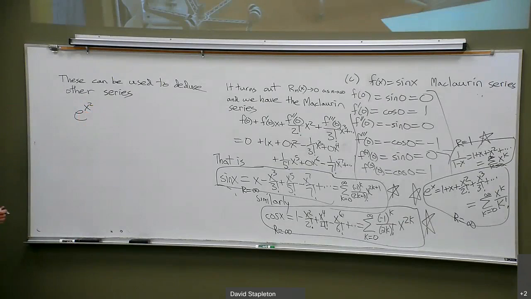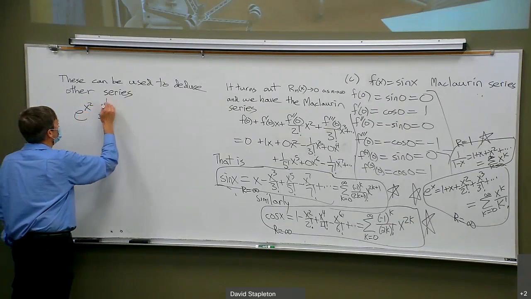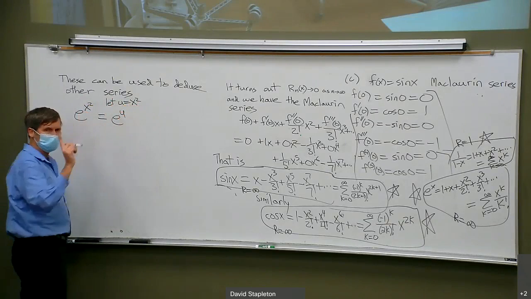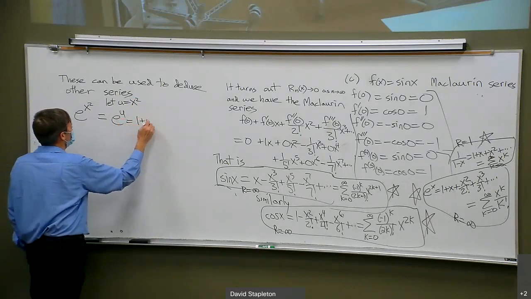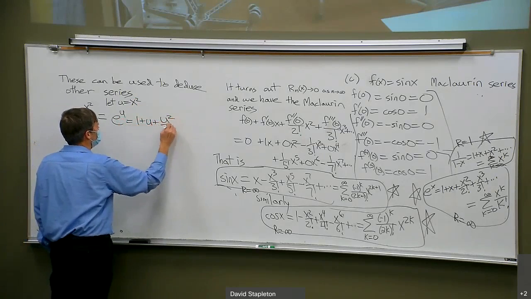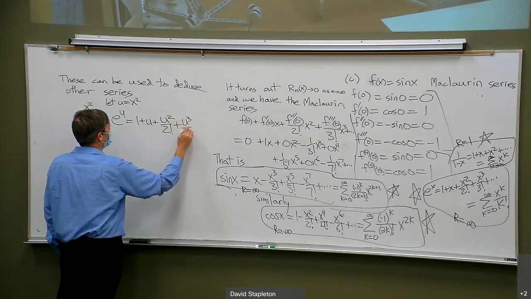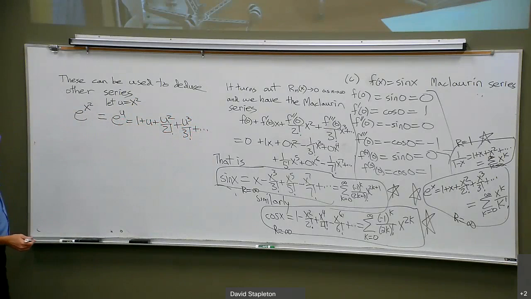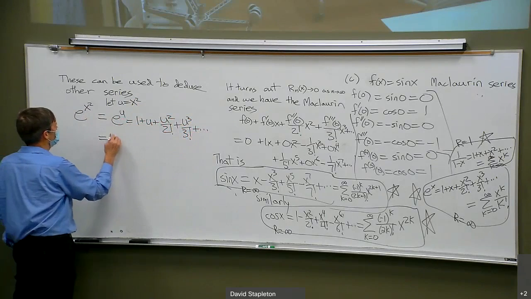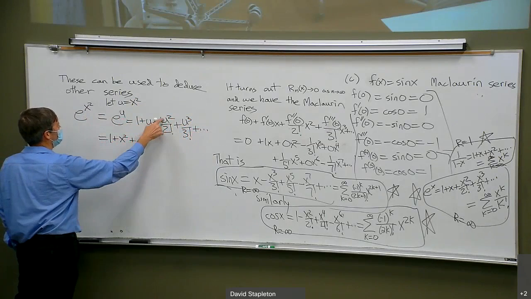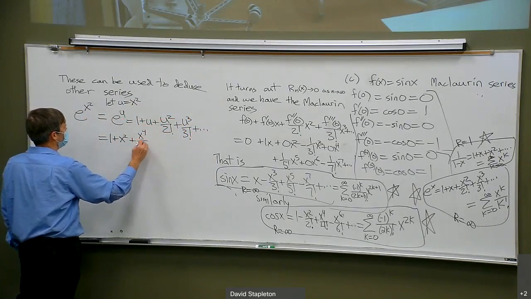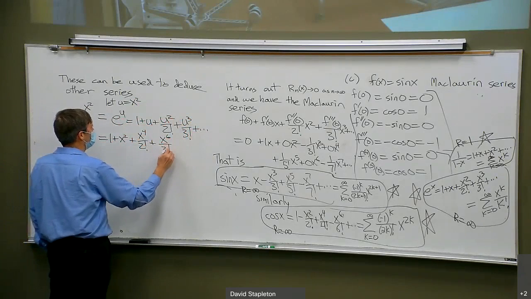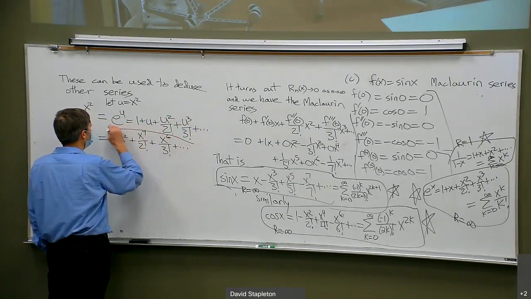If you really think about it, a lot of these can be done cleverly like this. Let u equal x squared, right? Then this is e to the u. I know the series for e to the u. It's 1 plus u plus u squared over 2 factorial, u cubed over 3 factorial, and so on forever. Adds up exactly to e to the u. Well, wait a minute, u is x squared, so this is 1 plus x squared plus x squared squared, which is x to the 4th, divided by 2 factorial. x squared cubed is x to the 6th. And I have deduced a series.